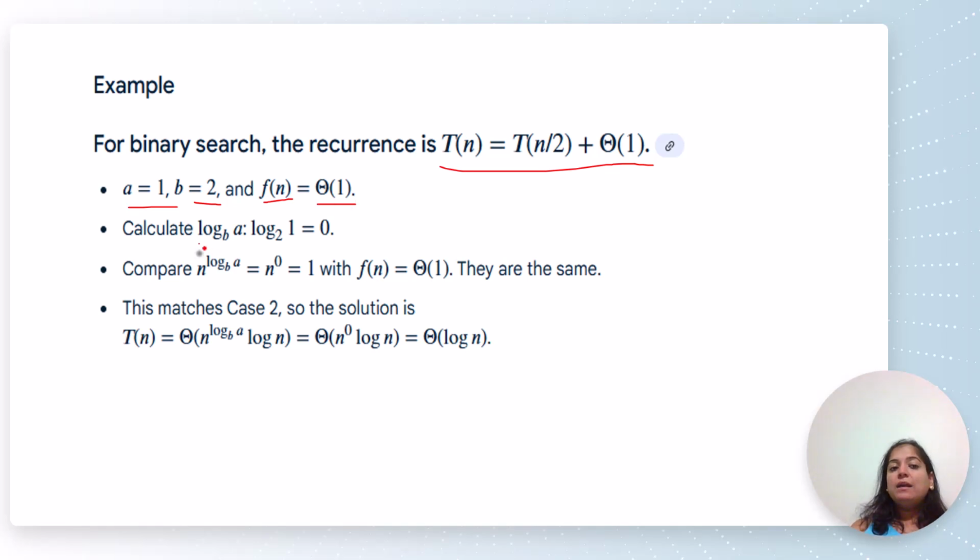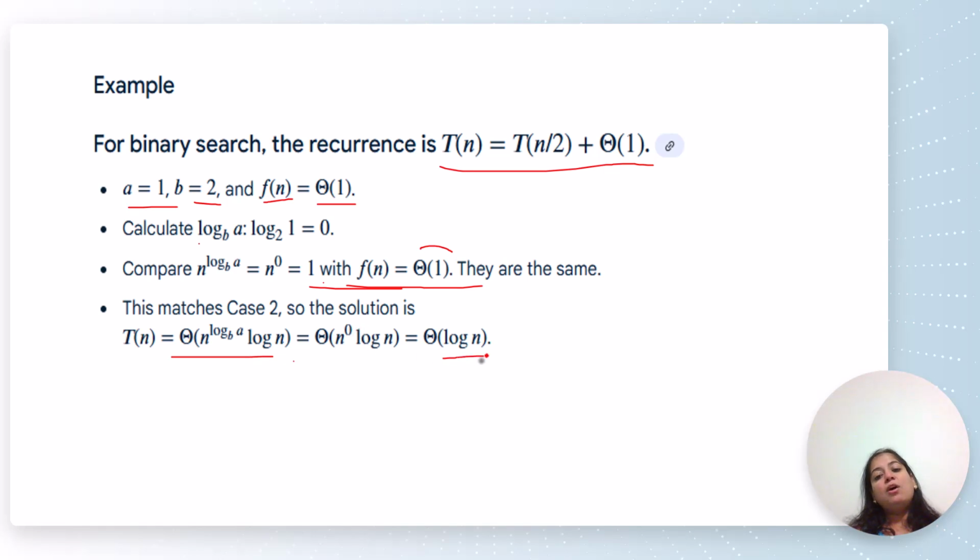Now, we calculate log a base b. So, log 1 base 2, which is equal to 0. Now, we need to compare n raised to the power log a base b, which comes out to be n raised to the power 0, which is equal to 1, with f(n), which is again theta of 1. As you see, these two are the same. That means case 2 is applicable here. So the solution becomes theta of n raised to the power log a base b times log n. If you put in the values, it becomes n raised to the power 0 times log n.